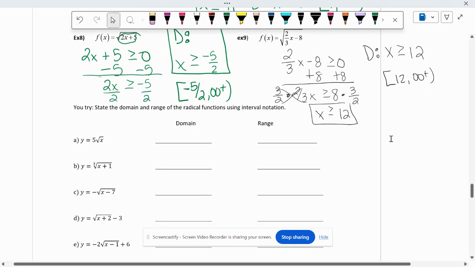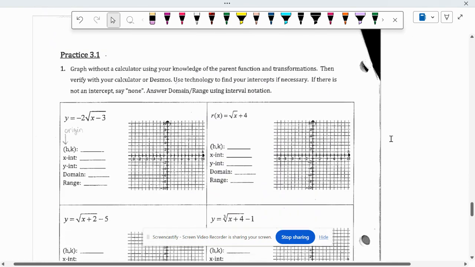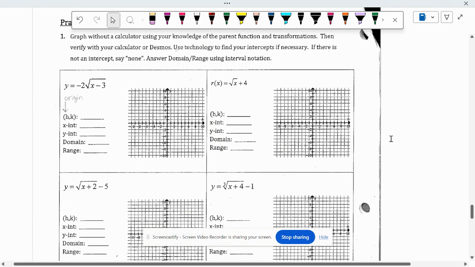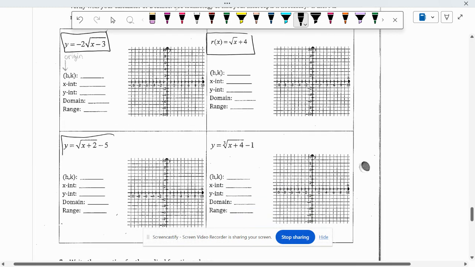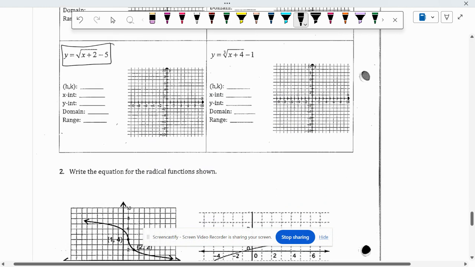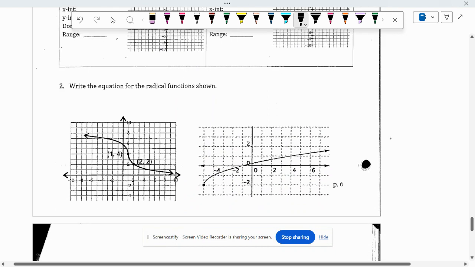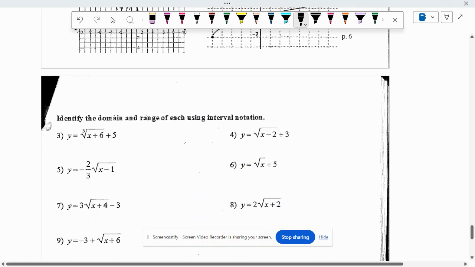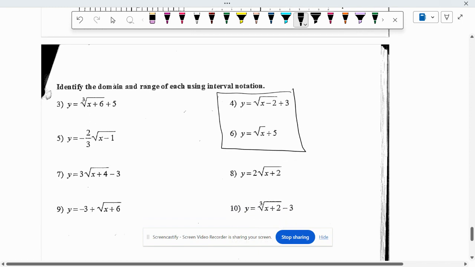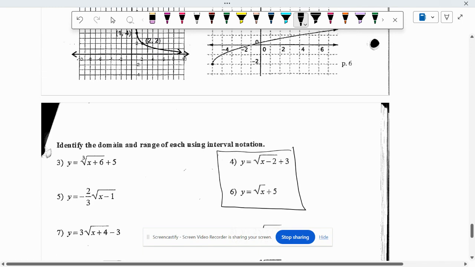Okay, so we're going to jump to the practice, and I'm going to talk about the questions that I want you to do for today. So for homework today, you're going to do 1, 2, 3, you're going to do this problem, and let's say 4 and 6. We'll save the rest for tomorrow, okay?